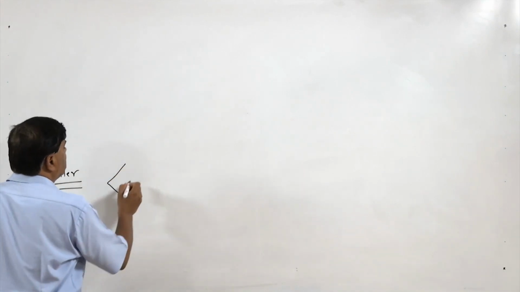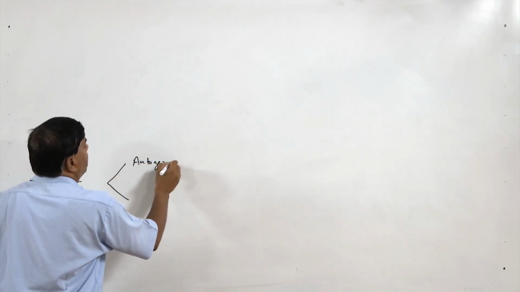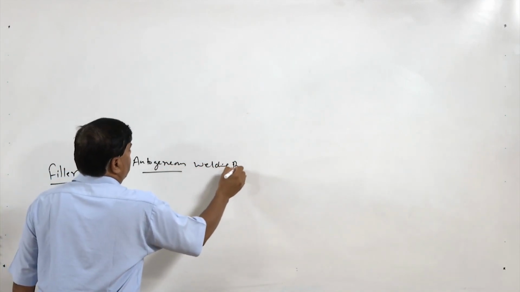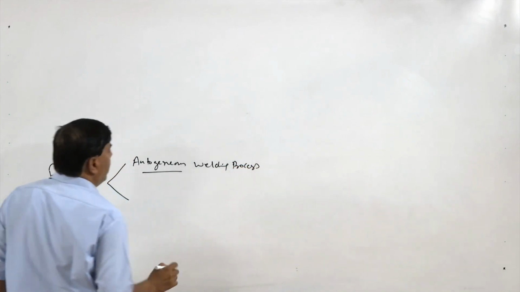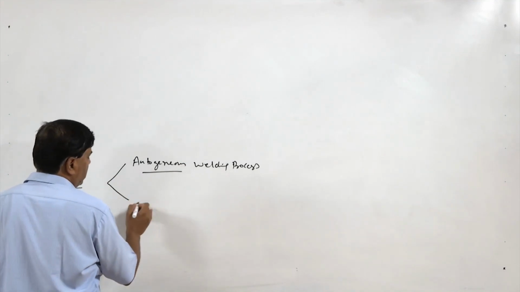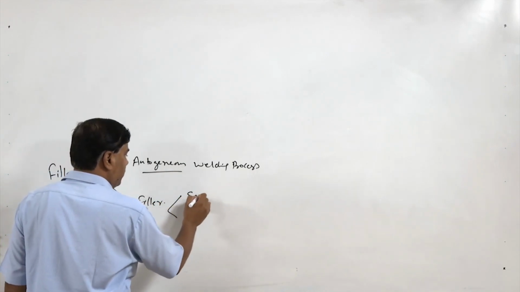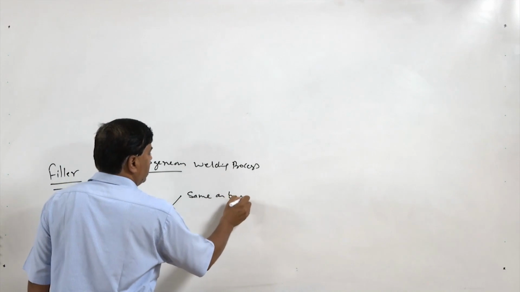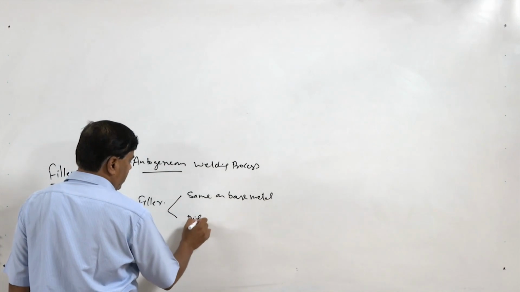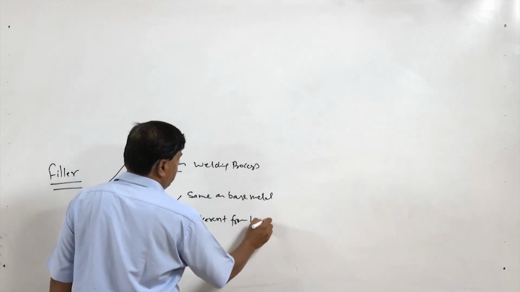there are two categories. Where no filler is used, those processes are categorized as autogenous welding processes, and when the filler is used, then based on the filler, the filler can be of the composition same as base metal, or it can be different from the base metal.